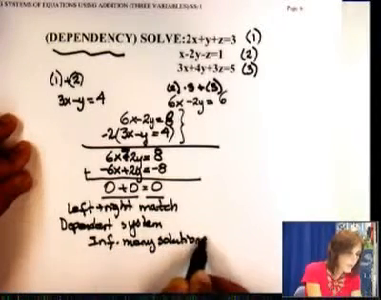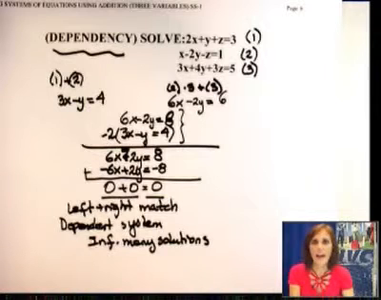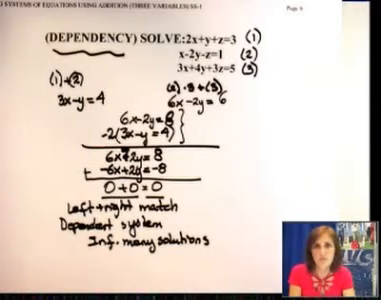So what did I end up with? At the end, I had either one unique solution, no solution, or infinitely many solutions. So make sure that you understand that. So we're going to go and use another method in a minute to solve the same type of problems. And that method is going to be called the substitution method.